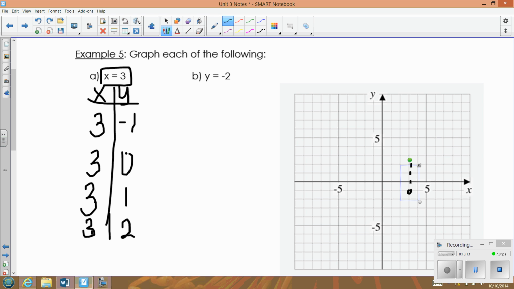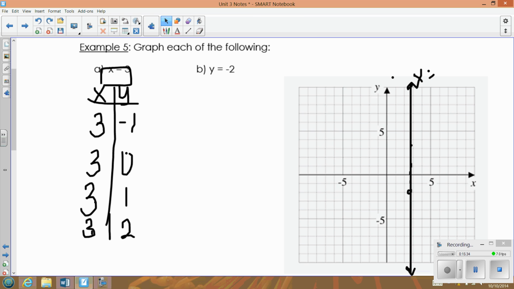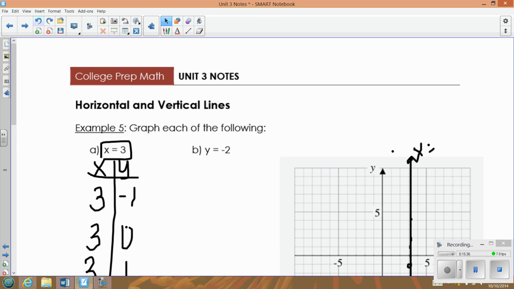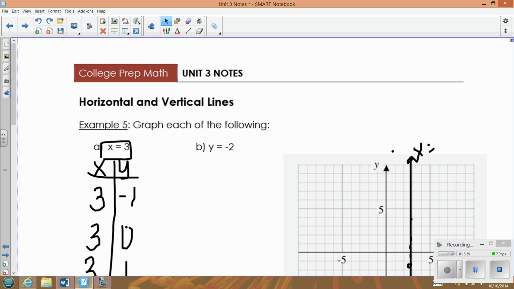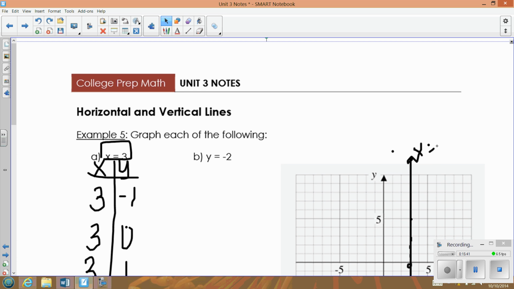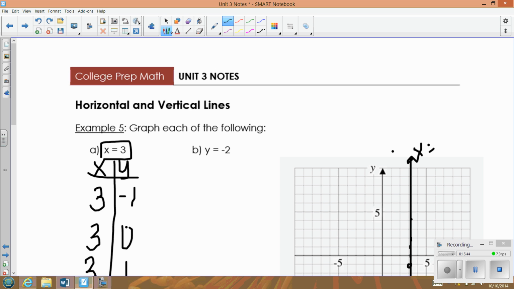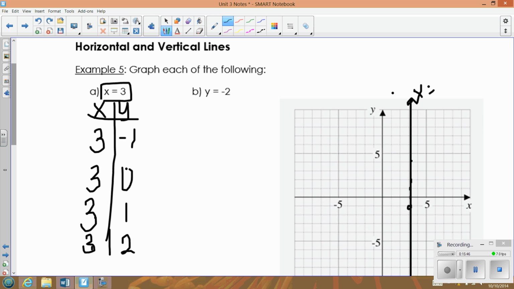So you basically start to see the pattern here. When I connect my points, I end up with a vertical line. So I end up with this line here that's vertical, and it's x equaling 3. So any point on that line is always equal to x equaling 3 and y is changing.